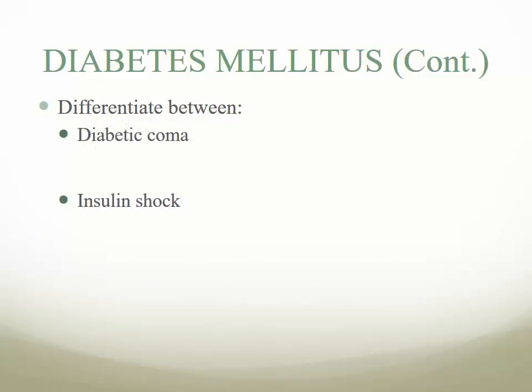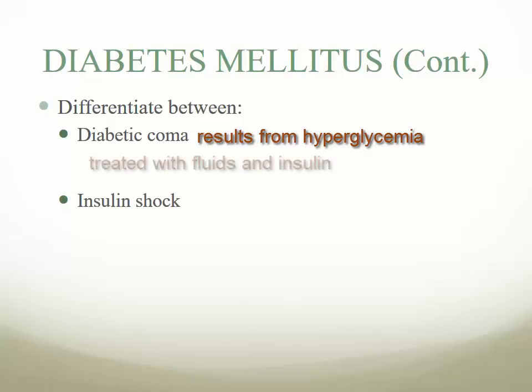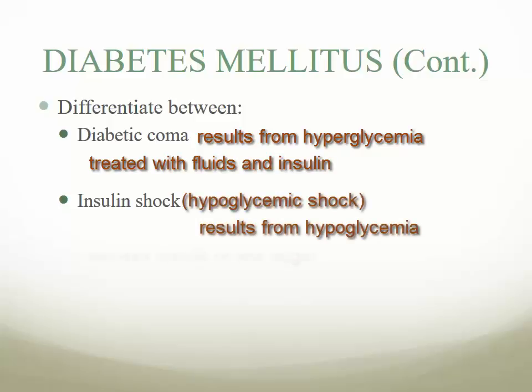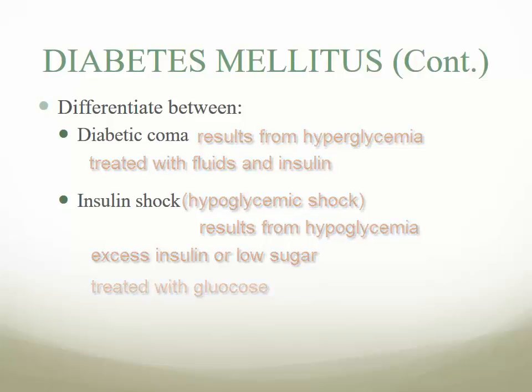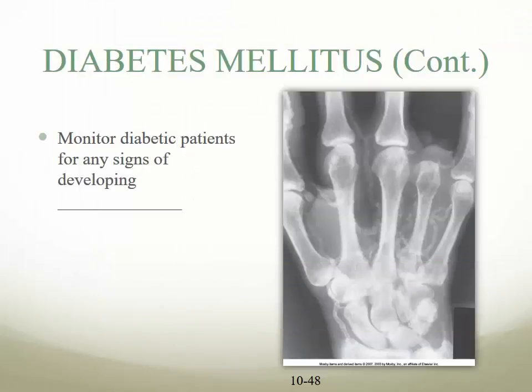It's important to differentiate between a diabetic coma and insulin shock. A diabetic coma results from excess sugar, otherwise termed hyperglycemia. It leads to the point where the person goes into a coma, and this can be fatal if not treated rapidly with fluids and a large dose of insulin. Insulin shock is also called hypoglycemic shock. It results from too much insulin or not enough food. The person feels lightheaded and faint, trembles, and begins to perspire. It is important to monitor diabetic patients in radiology for signs of developing insulin shock.